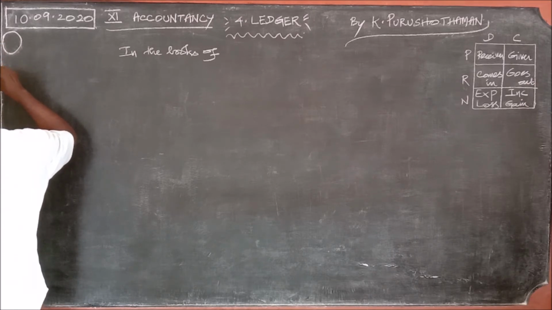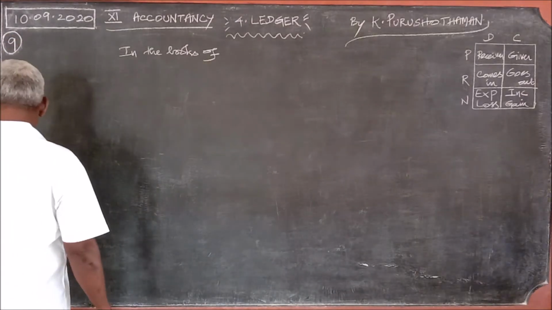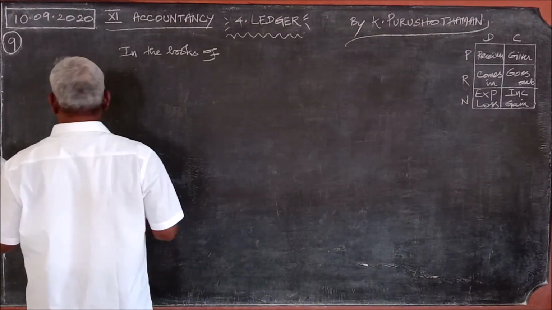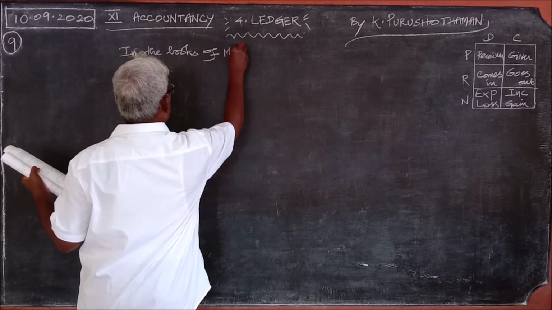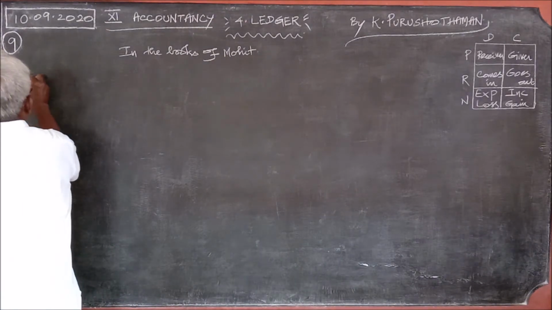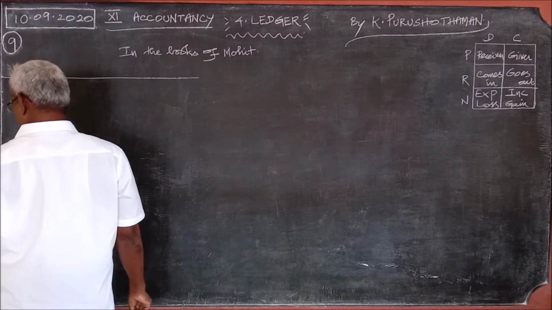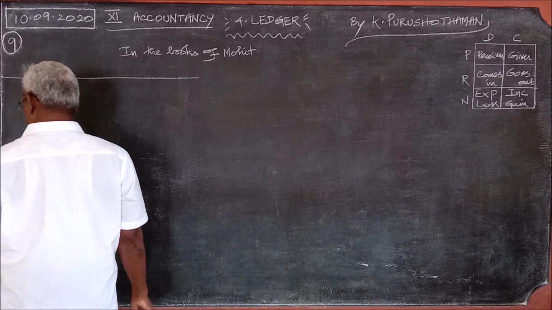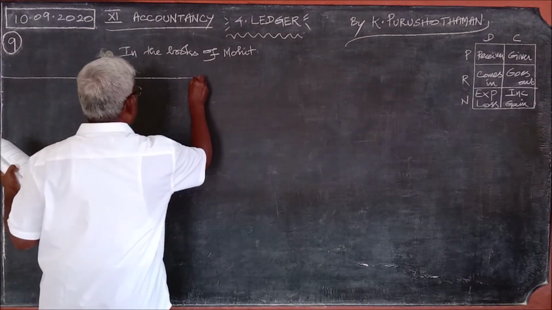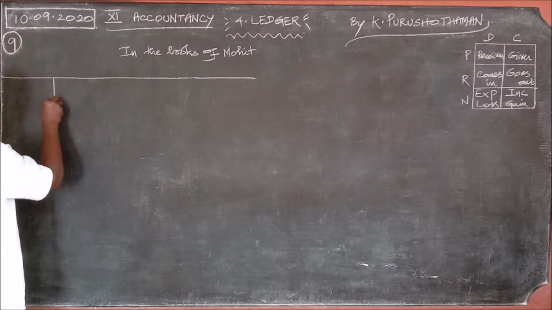Problem number 9, in the books of Motive. Now, what is the question given? Give journal entries from the following transactions of Motive dealing in textiles and post them to ledger. So here, the first part of the question is the journal.